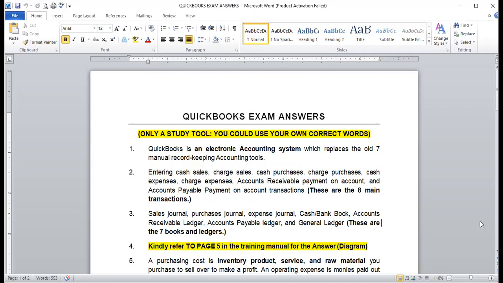Right. That's why on Sunday I already sent you videos on how to enter the cash purchases, cash expenses, charge expenses, credit card purchases, and credit card expenses. I sent all that to you. But I want you to look at that, and then you can start practicing, and then we'll move from there.